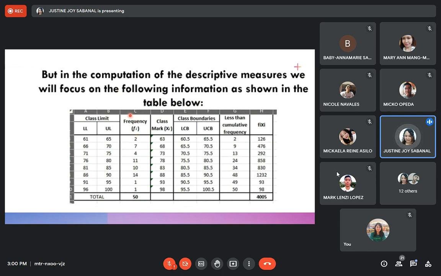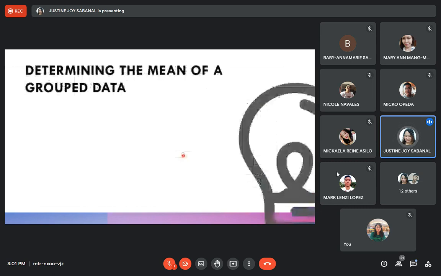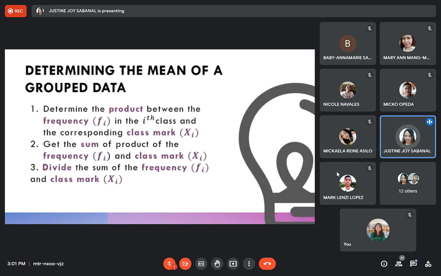So, focus tayo: frequency, class mark, class boundary, at saka less than cumulative frequency. Tapos, extend nyo lang yung table by adding a portion for the product of the frequency and the class mark. So, yung portion po na yun yung aspect naman na gagamitin natin for the solution of the mean. So, to determine the mean of a group data, ito po yung ating step na susundan.